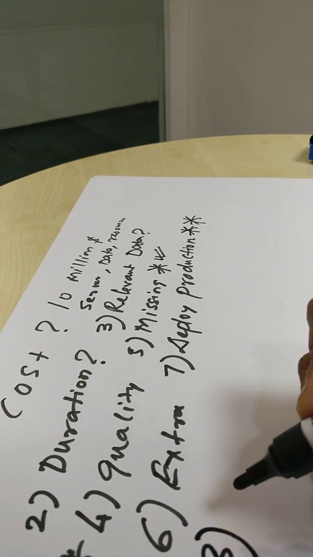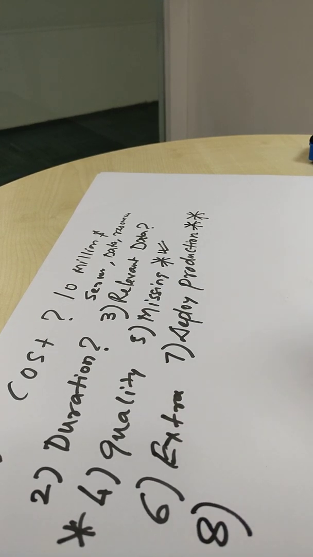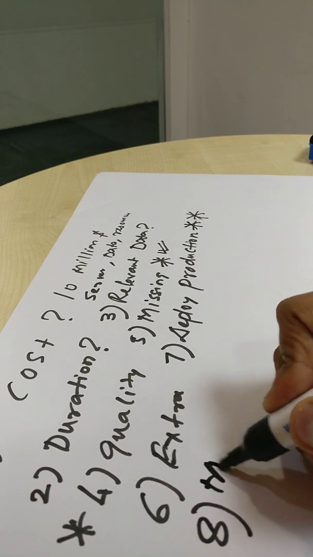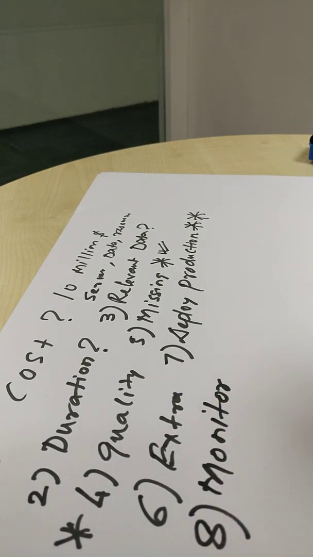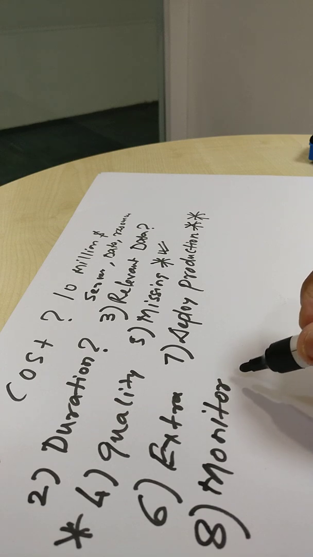What is the eighth? The eighth part is, how can we verify or monitor the model performance? Say we went live. Now we want to make sure that whatever we deployed is actually performing and meeting our objectives. If it is not, then that's a challenge. So we have to make sure we monitor our model performance.